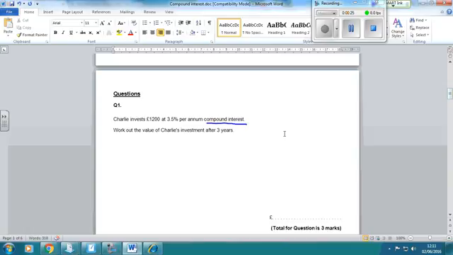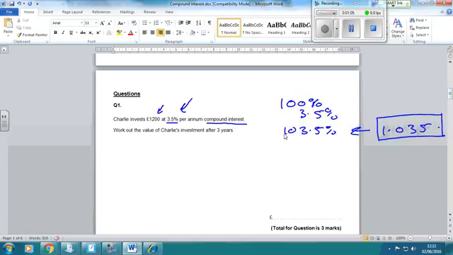Now, first of all, we're getting 3.5% interest per year. So the first thing, and the trickiest thing to do, is work out what we call the percentage multiplier. That's how to increase this by 3.5%. So if you imagine that your initial amount is 100%, we're going to add 3.5% on top of it. If we add 3.5%, we end up with 103.5%. Now what we need to do is work out what the multiplier is. The way we work out the multiplier is we shift the decimal point 2 places to the left to get 1.035. And 1.035 is what we call our multiplier.